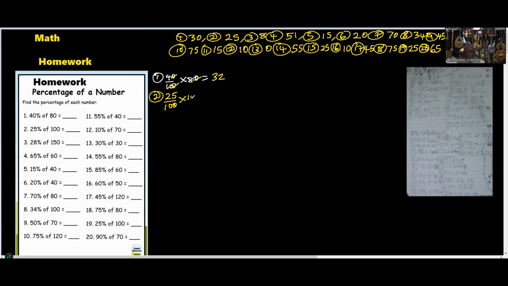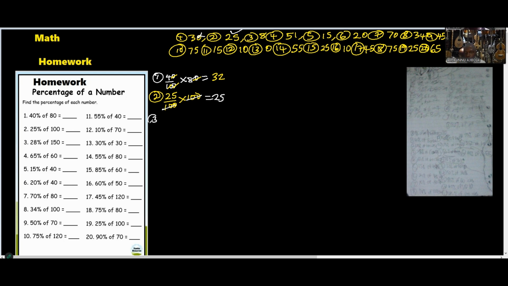Number 2, we have 25% of 100. So if I'm going to do this, 100 can cancel 100, right? So 100 cancels 100. What's the answer? 25. So that one is correct, while this one is wrong.